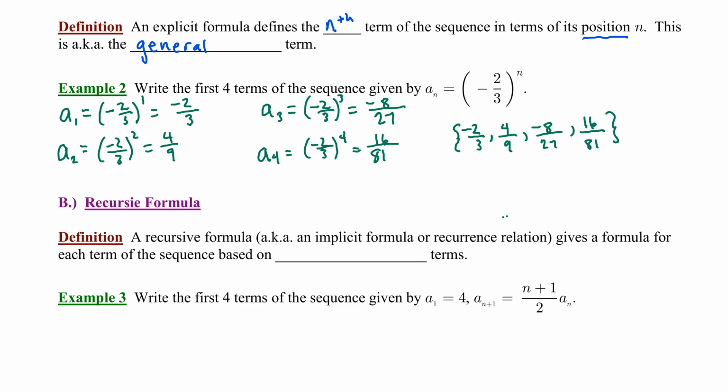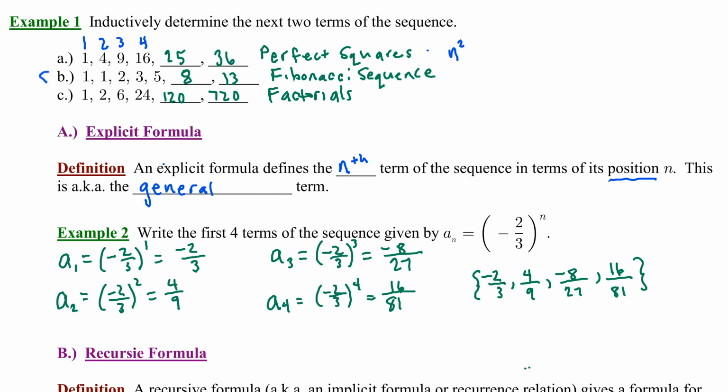A recursive formula, also known as an implicit formula or recurrence relation, gives a formula for each term of the sequence based on previous terms. This is how we thought about examples B and C in example 1. Recall that we generated this term of the sequence by applying an operation to the previous term. We determined this one by applying an operation to the previous terms. Same thing here. We were looking at what sort of operation can I do to the previous term to generate the next term. That's called thinking about that pattern recursively.